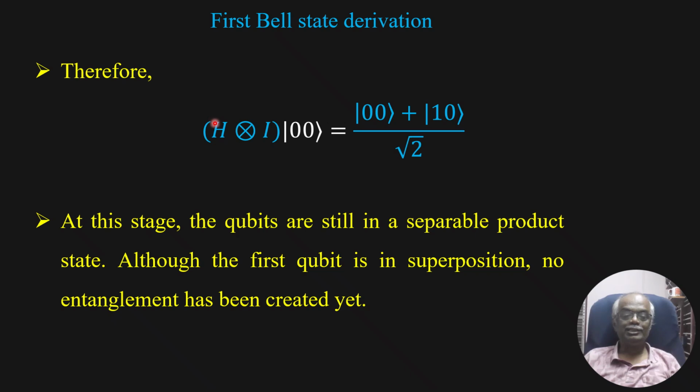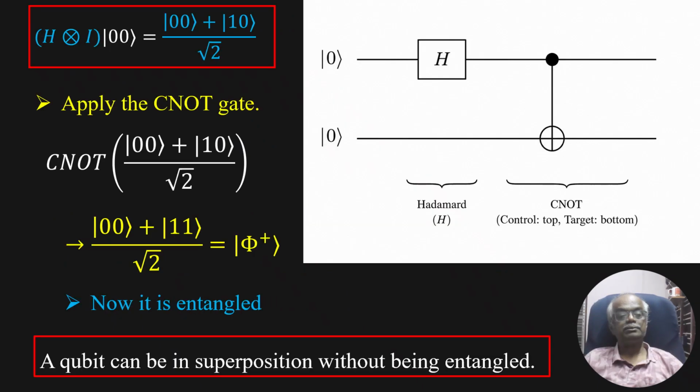Only the first qubit is in a superposition state. I have already explained the tensor product of H with I. H acts on only the first qubit. I is an identity matrix, so it will not change the second bit. This is the first bit, this is the second bit. So it is very clear that the Hadamard matrix acts only on the first bit. It will change only the first bit, which is in a superposition state, but not entanglement. We will see now how we will get entanglement.